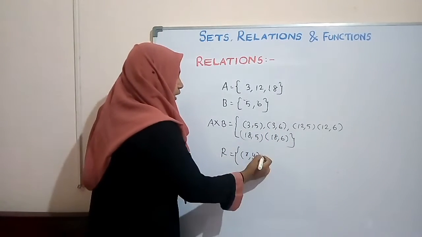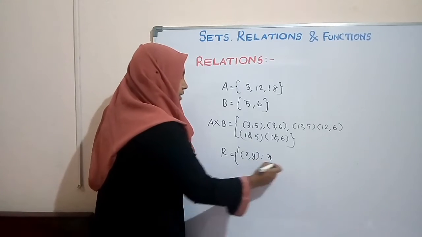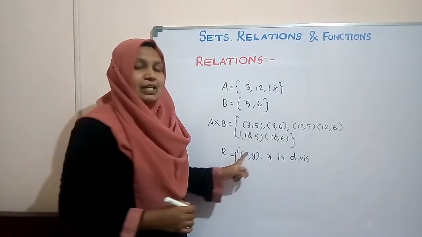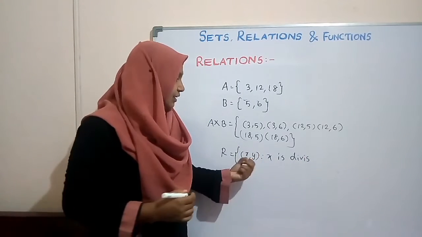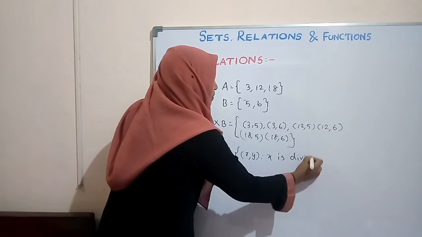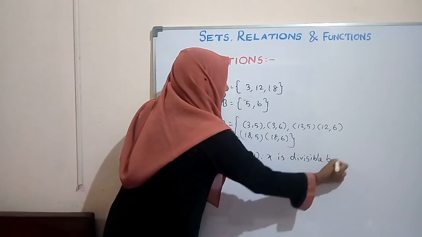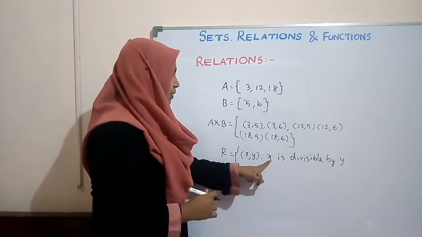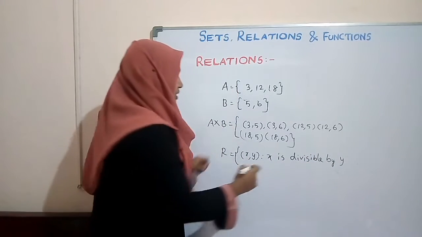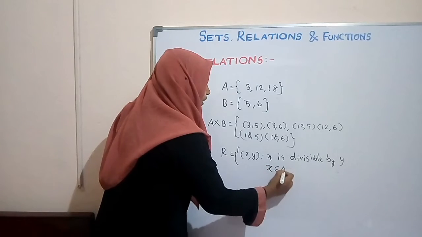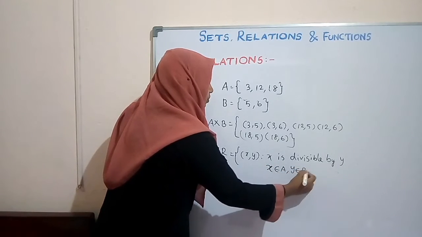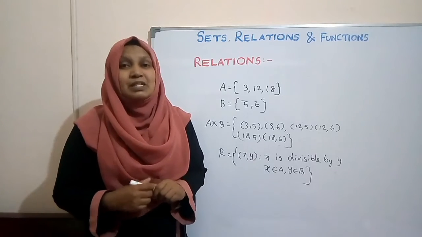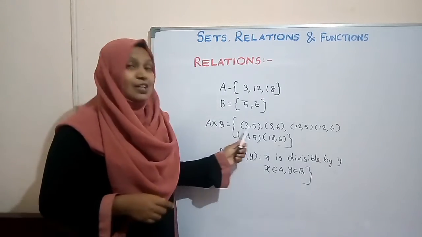Okay. So now this x is related to y as x is divisible by y. So what's the relation between x and y? X is divisible by y. That means the first number is divisible by the second number. The first number x belongs to the first set A. So x belongs to A and y belongs to B. So using this relation, we are going to choose some elements from the Cartesian product A cross B.